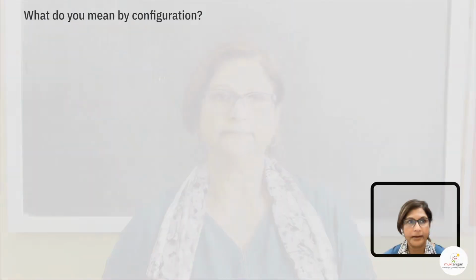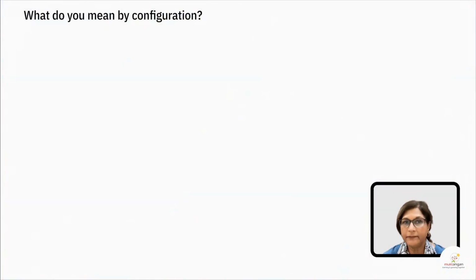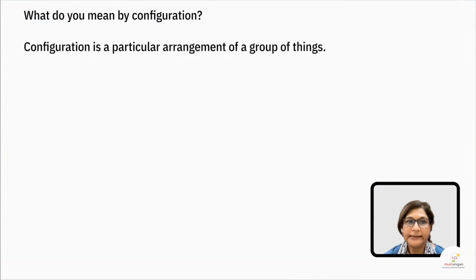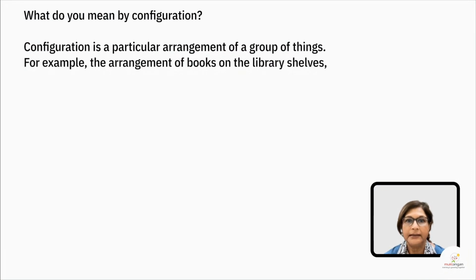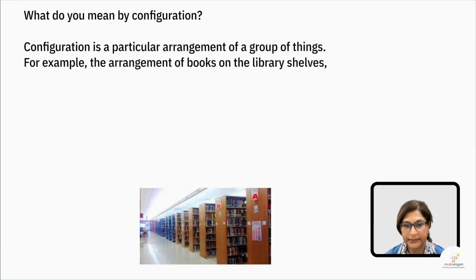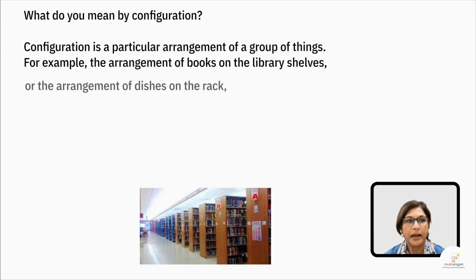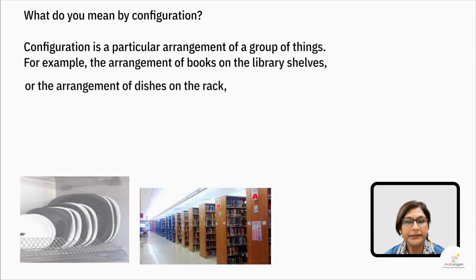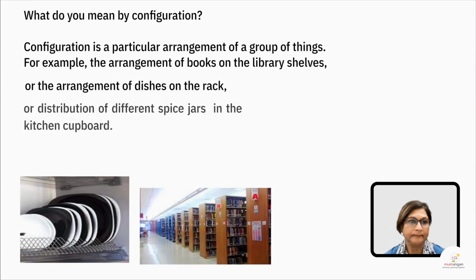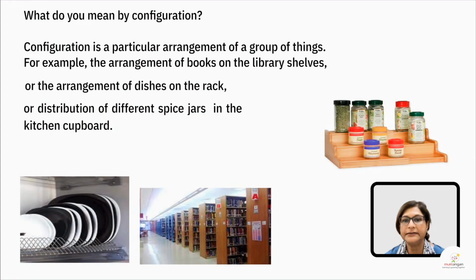When you hear the term configuration, what comes to your mind? Some kind of arrangement, right? What do you mean by configuration? Configuration is a particular arrangement of a group of things. For example, the arrangement of books on the library shelves, or the arrangement of dishes on the rack, or distribution of different spice jars in the kitchen cabinet.